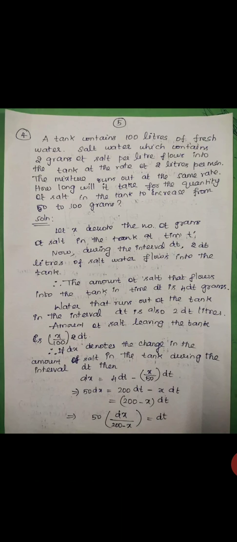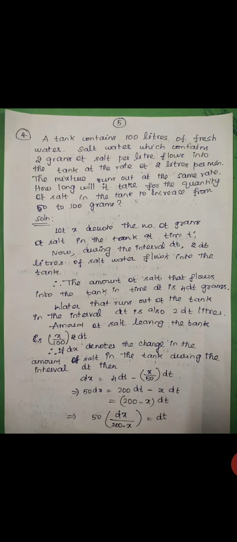Therefore, if dx denotes the change of the amount of salt in the tank during the interval dt, then dx is equal to 4 dt minus (x/100) into 2t. Simplifying this, we get x/50 into dt. After taking the LCM, we get 50 dx. Cross multiplication, we are using this one.